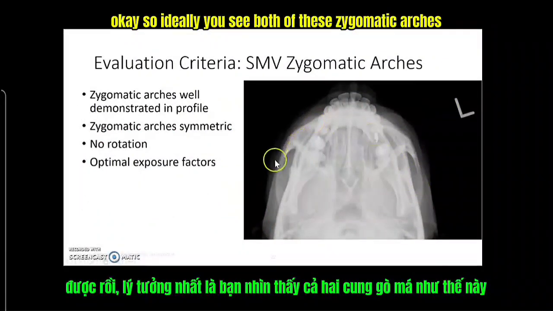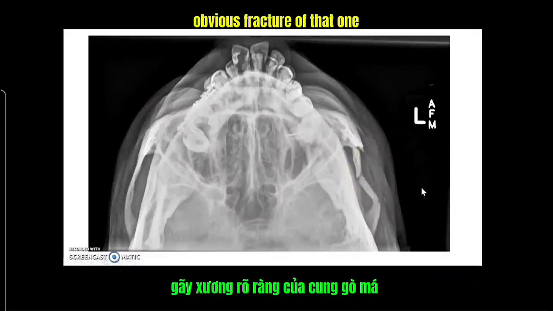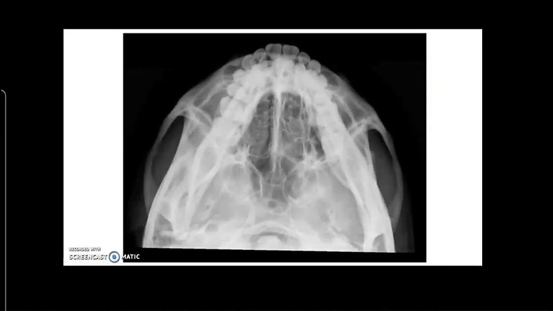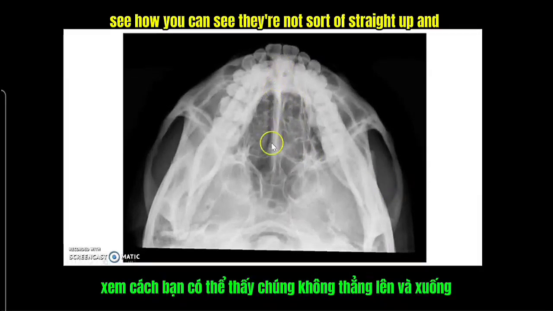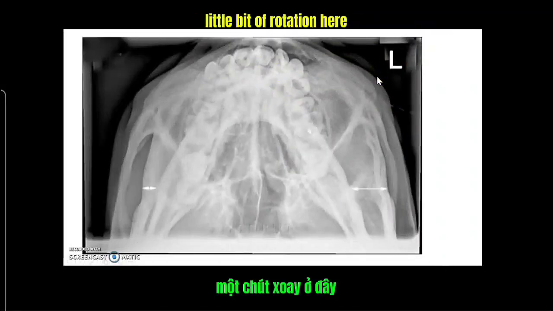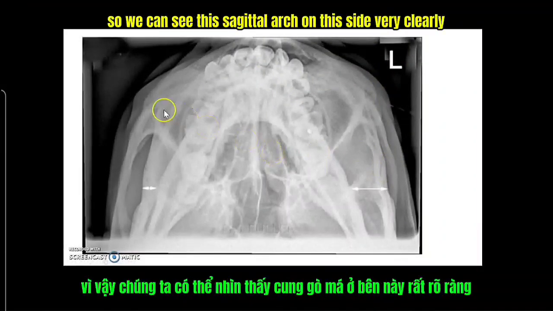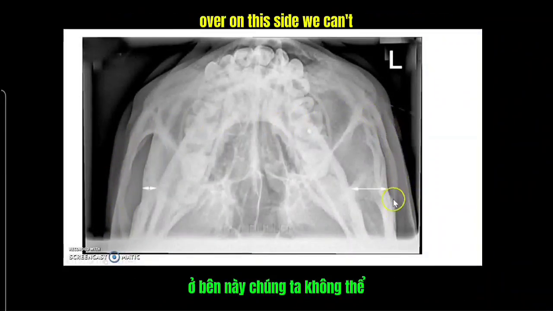So ideally, you see both of these zygomatic arches. This is an obvious fracture of that one. This one is a little bit rotated. See how they're not straight up and down? They're tilted over to the side. A little bit of rotation. Here you can easily evaluate rotation, right? So we can see this zygomatic arch on this side very clearly. Over on this side, we can't.